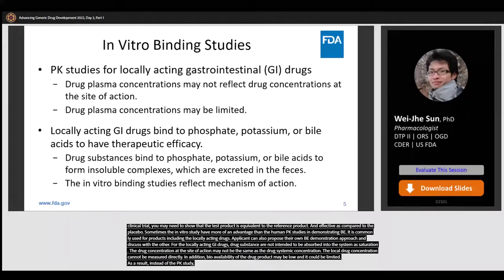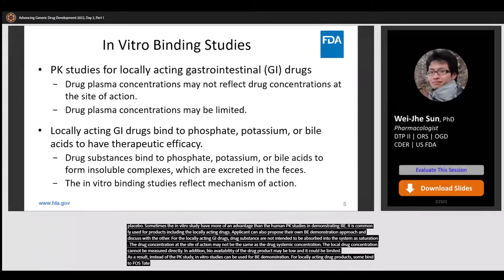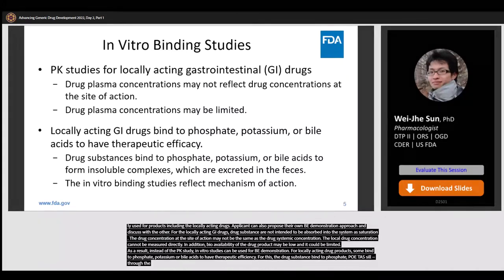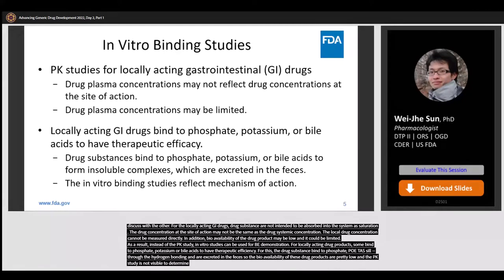For locally acting GI drug products, some drug substances bind to phosphate, potassium, or bile acid to have therapeutic efficacy. For these drug products, the drug substance binds to adsorbate to form insoluble complexes through ionic and hydrogen bonding, and then is eliminated in the feces. So the bioavailability of these drug products is very low, and the PK study is not feasible to determine the BE for generic drug products. So instead of the PK study, the in vitro binding studies, which can reflect the mechanism of action, are more appropriate.